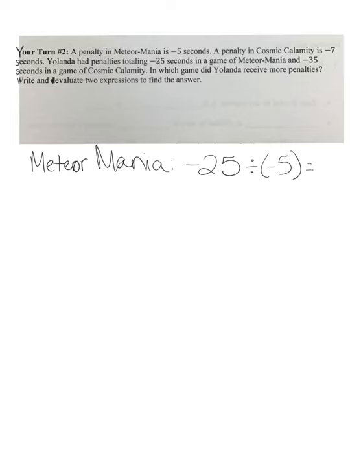So for Meteor Mania, negative 25 divided by negative 5 gives us a quotient of positive 5. So for Meteor Mania, she had 5 penalties. I'll rewrite that real quick. Yolanda had 5 penalties for Meteor Mania.